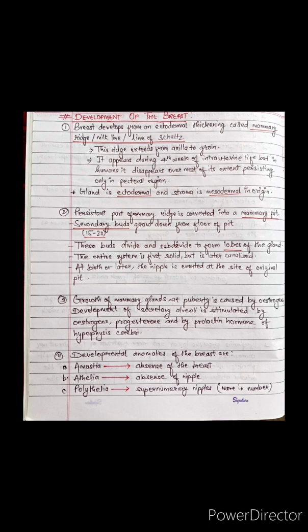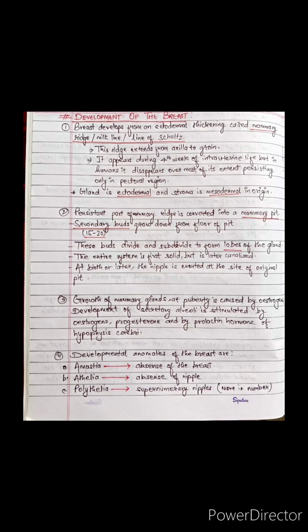Number 3. Growth of mammary glands at puberty is caused by estrogen. Development of secretory alveoli is stimulated by estrogens, progesterone, and by prolactin hormone of hypophysis cerebri.